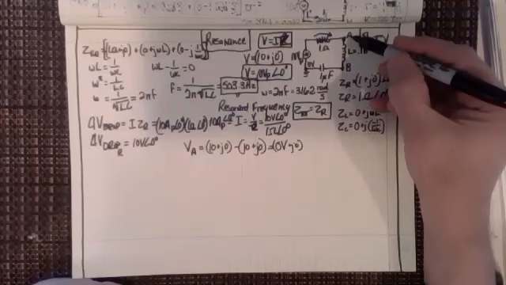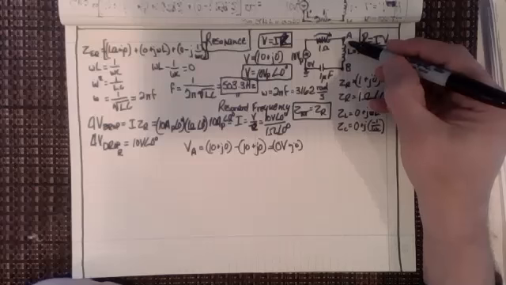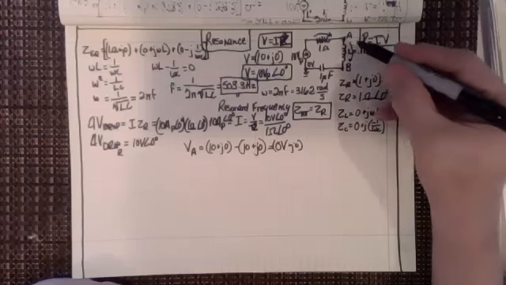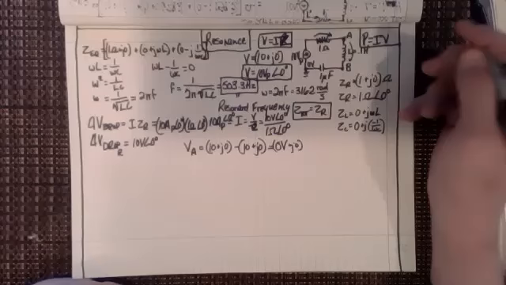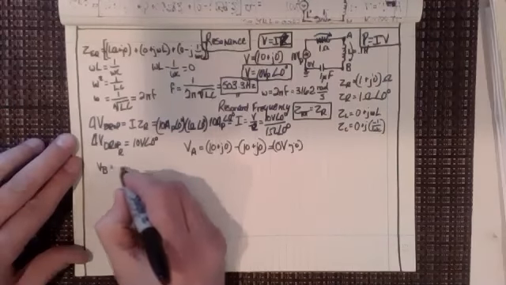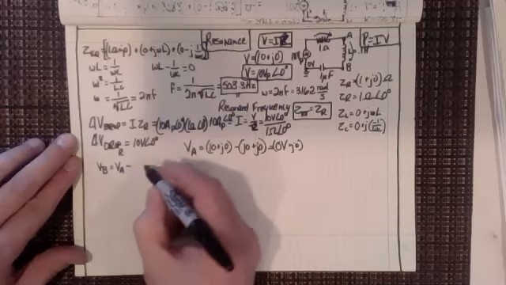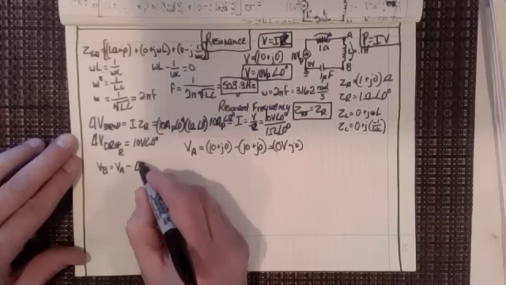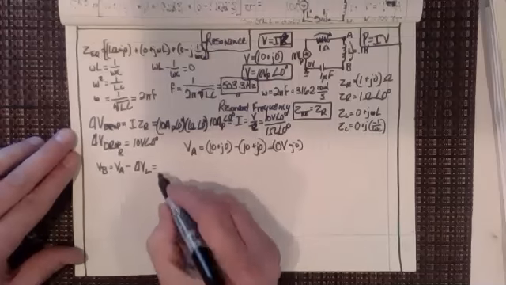Isn't the voltage at B just the voltage at A minus the voltage drop across the inductor? The voltage at A minus the voltage drop across that inductor. Let's do that. The voltage at B equals the voltage at A minus the voltage drop across the inductor. Right? So let's put those in there.